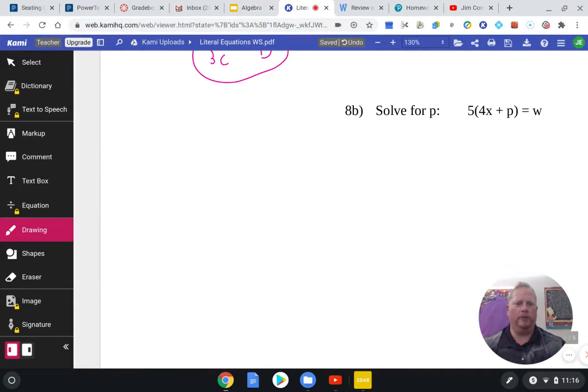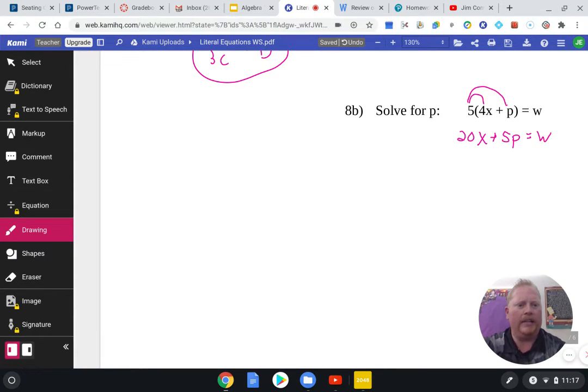Let's do another problem. This one's a little bit interesting. It's got parentheses, but we should know how to deal with that. If you recall from our last lesson, or maybe section 2.3, in order to get rid of those parentheses, we need to distribute. So now I have 20x plus 5p equals w.